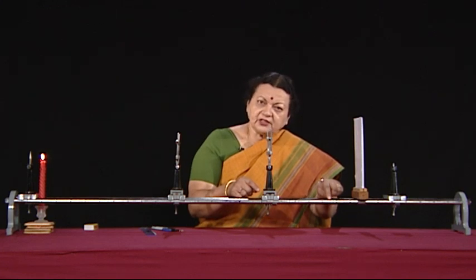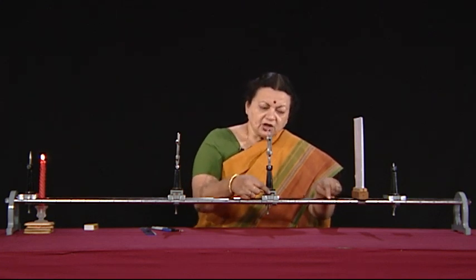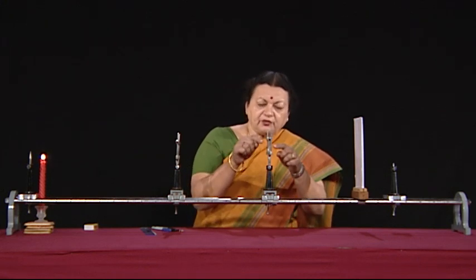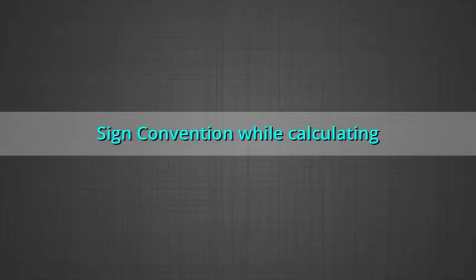So, what have we done? The earlier position of the screen and this distance would be u for this concave lens, and the new position of the screen from here would be v. You must always remember the sign convention while you are calculating.